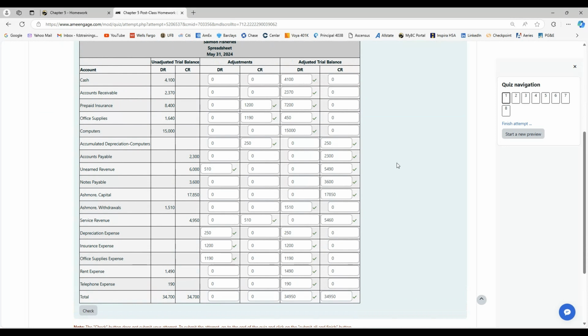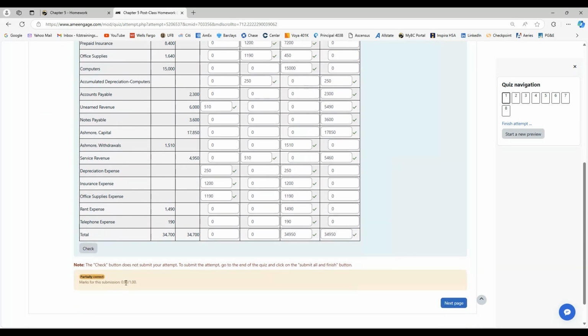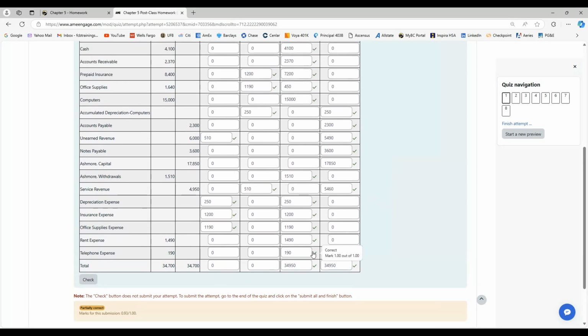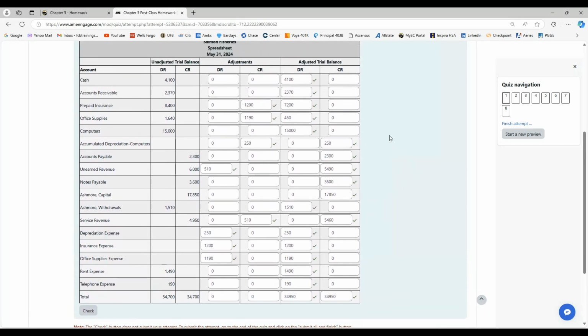I don't know. That's weird, because I'm getting 0.93 out of 1, but I don't see anything marked incorrectly. Let me add my credit side just to make sure that actually balances. So I'm adding up all the adjusted trial balance numbers. Yeah, that gives me 34,950.